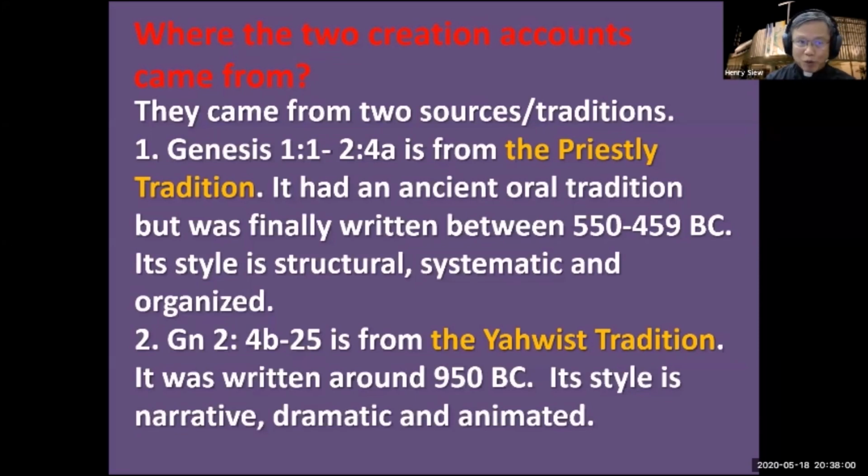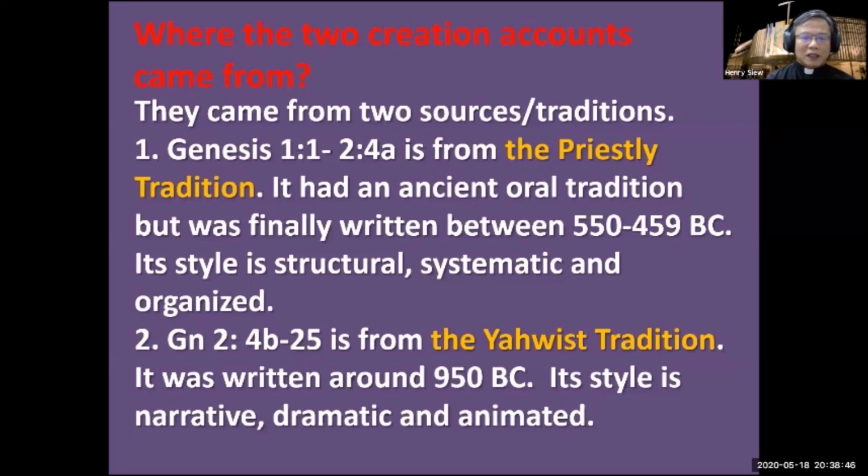meaning that those who composed this account were from the priestly caste. We know that Aaron, the brother of Moses, was elected a priest, and later on, those from his tribe, the Levites, are the priestly class, and from this tradition, they preserved the first creation account. It had, of course, very ancient oral traditions, but was eventually written around the 6th century BC. The style is very structural, very systematic and organized.